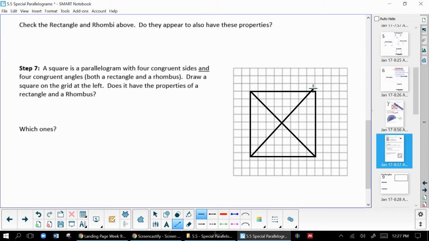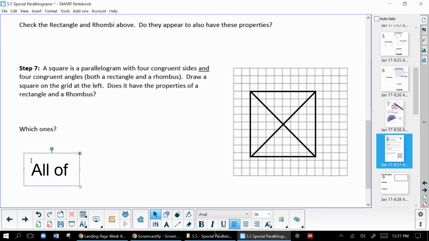Are the diagonals perpendicular to each other? Absolutely, they are perpendicular. And are they equal to each other? Yes, they are equal to each other. So when I ask you which properties are true of squares, the answer is going to be all of them. Every single property we've discussed for any quadrilateral at all is true for squares, 100% of the time. They are the most special of all parallelograms or all quadrilaterals.